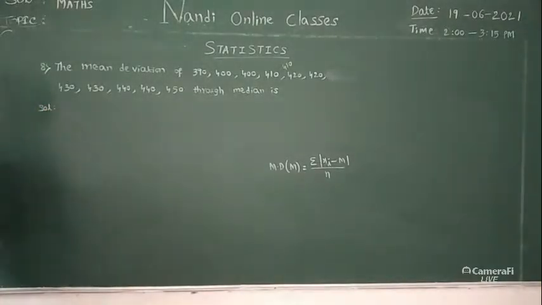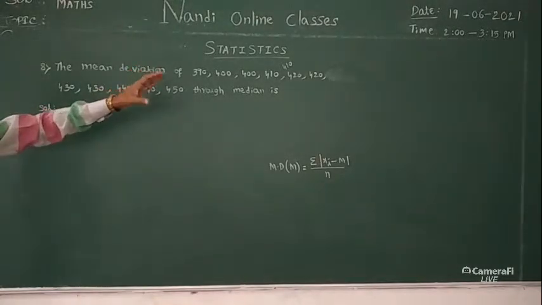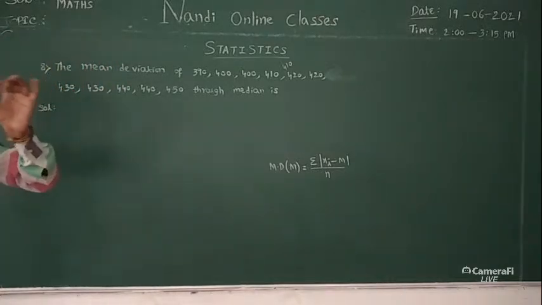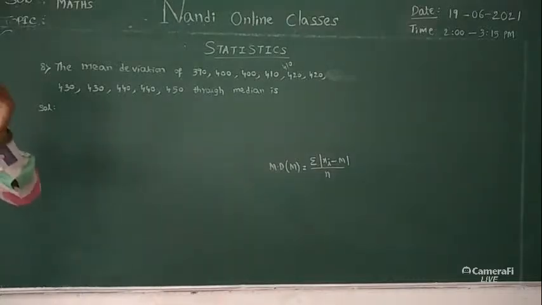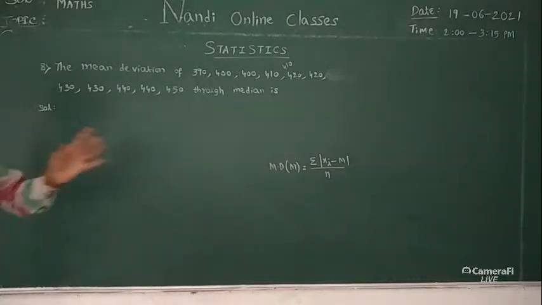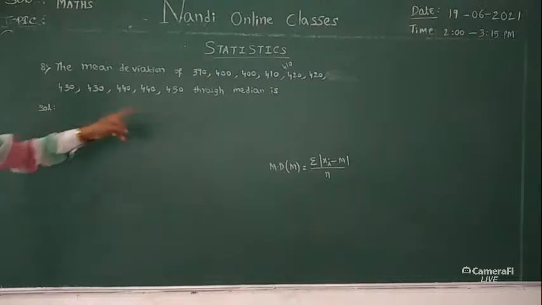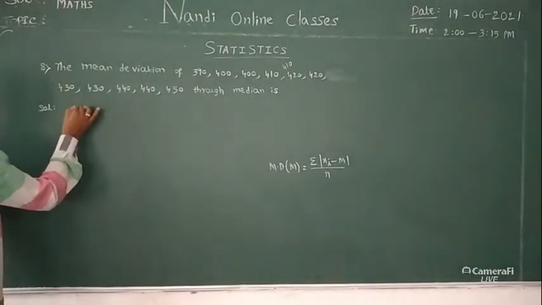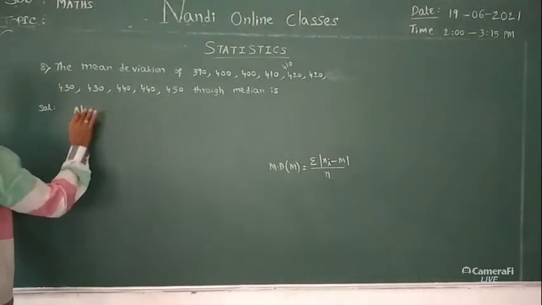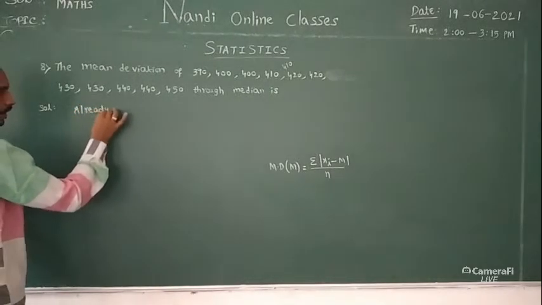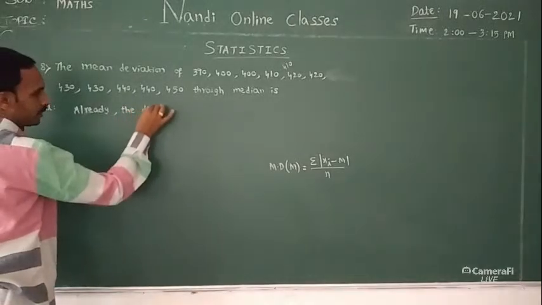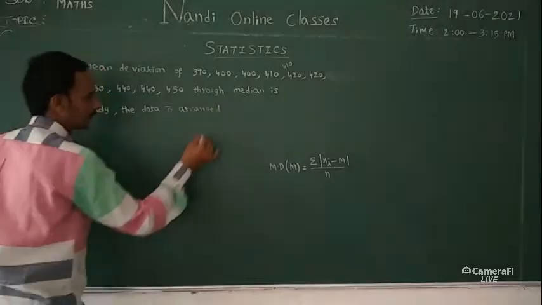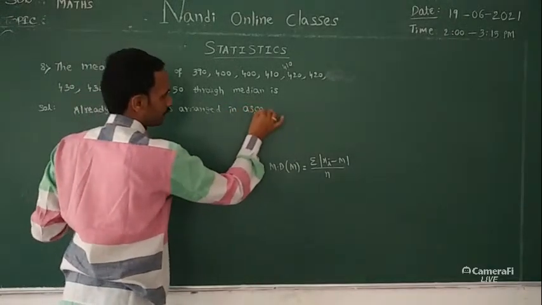Okay, solution. Here a set of observations is given, and they are asked to find the mean deviation about the median. So first we find the median. First of all, arrange the data in ascending order. Observe that all observations are already arranged in ascending order.